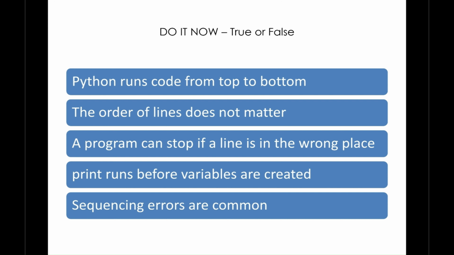Okay, answers. Number 1 is true. Number 2 is false. Number 3 is true. Number 4 is false. And number 5 is true. This matters because variables must exist before they are used. Let's take a look at the objective.